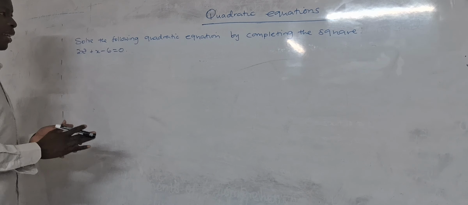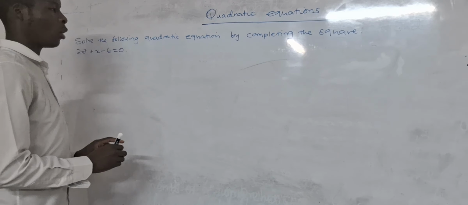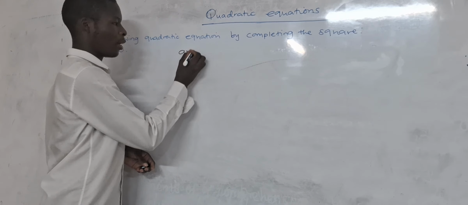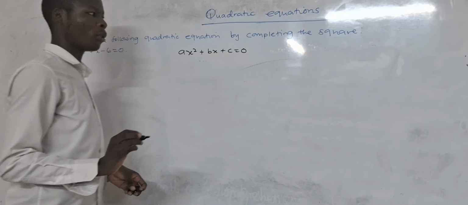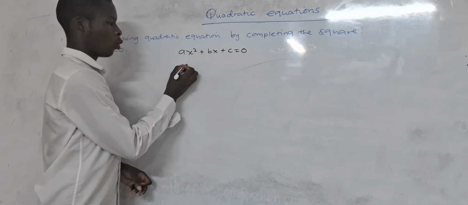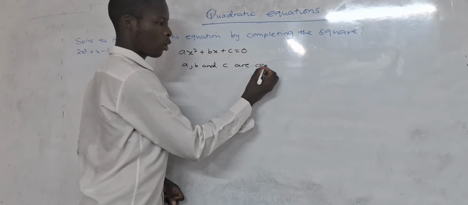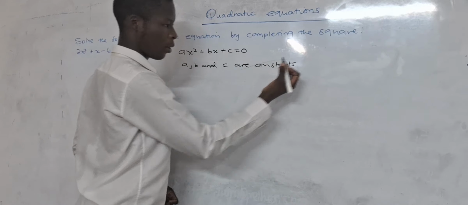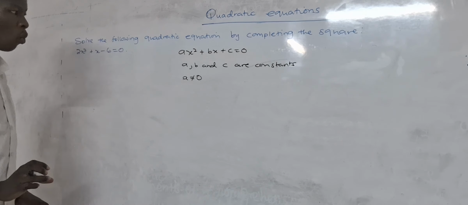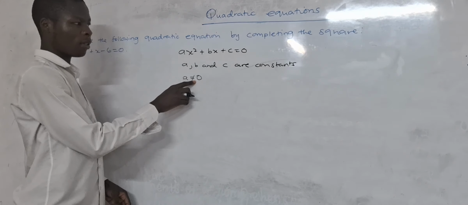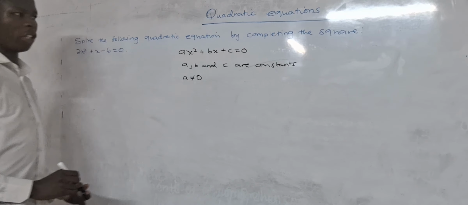In the previous classes, I said the general form of a quadratic equation is ax squared plus bx plus c is equal to 0, where a, b, and c are constants. But a should not be equal to 0. Why? If a is equal to 0, it becomes a linear equation.